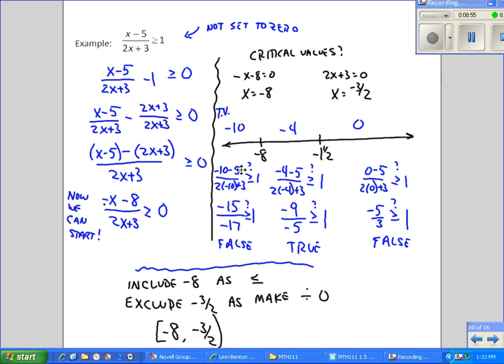So checking each of those test values, simplifying, and I went all the way back to the original inequality. I've got a false, a true, and a false, so I want the area in between. And again, I'm going to include the -8, because that makes the statement actually equal to 0, the numerator equal to 0. And I'm going to exclude the -3/2 because that makes the denominator 0. We can never divide by 0.